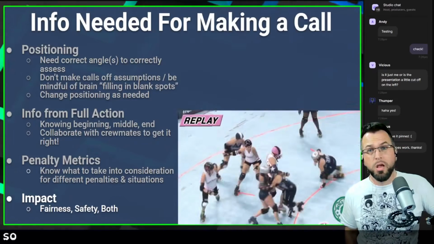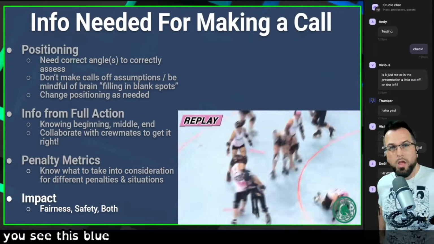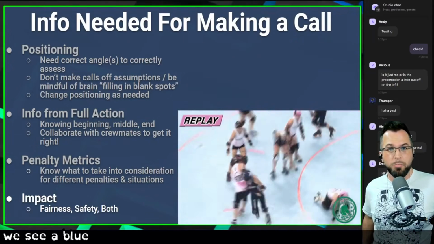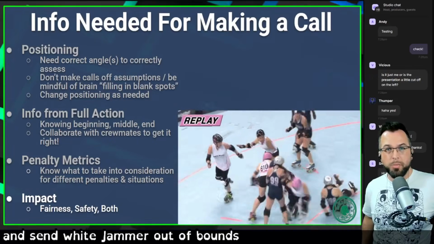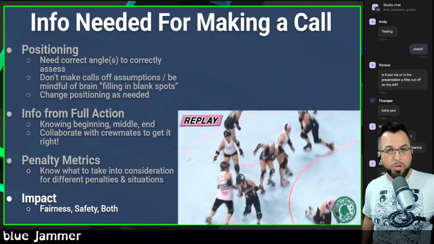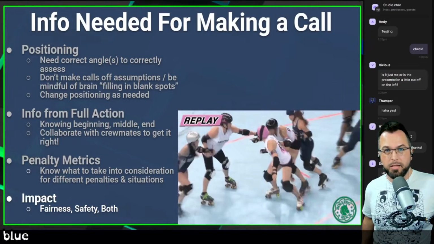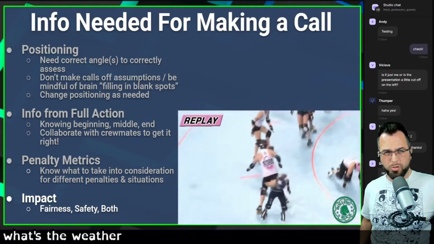So in this photo, we see a blue blocker go down, the one in the back here. We see this blue blocker go down, possibly making contact to the white jammer on their way down. We see blue 99 move toward the inside line and send white jammer out of bounds. Blue jammer drives white 810 with their shoulder at one point. Blue 99 hits the white jammer forward.